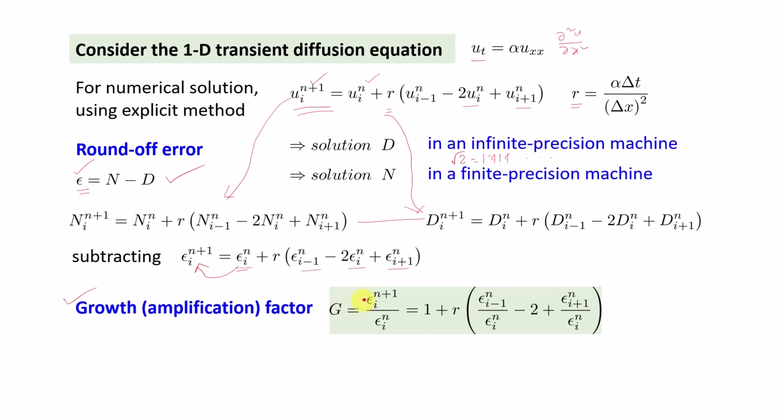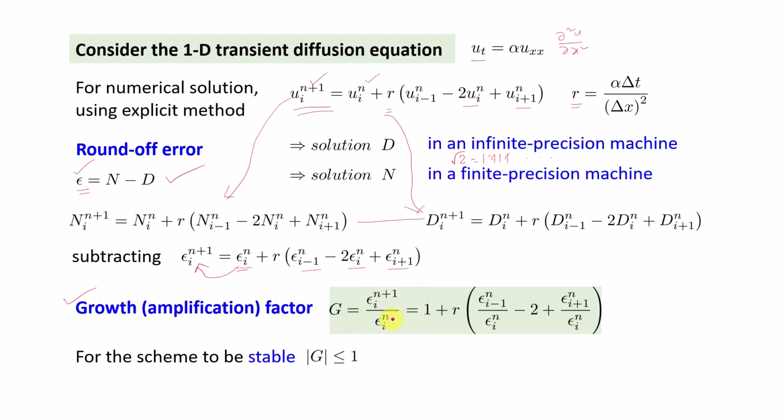This is defined as epsilon i at n plus 1 divided by epsilon i at n, which means I divide both sides here by epsilon i at n, and it gives me 1 plus r multiplied by this 2 becomes 2 because I am dividing by epsilon i at n. But for the other two, we have some ratios, epsilon i minus 1 and i plus 1 over epsilon i. So we are concerned about this particular factor g, and we hope that this g will be less than 1 in its absolute value. It will be plus or minus, that is not our concern.